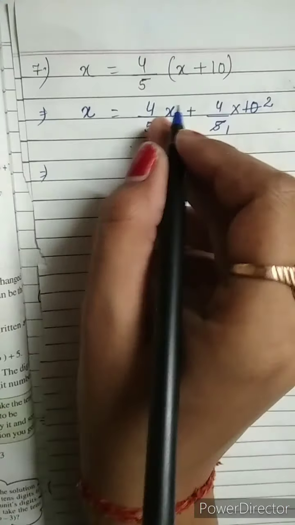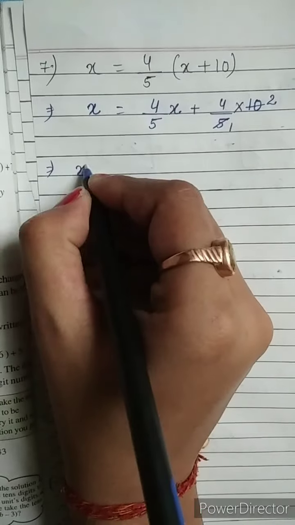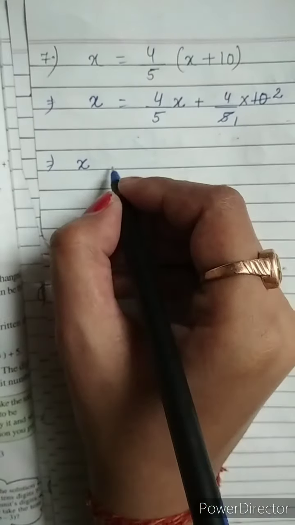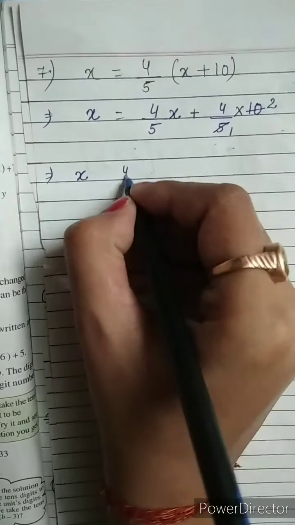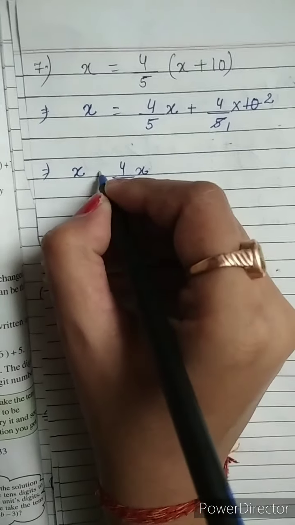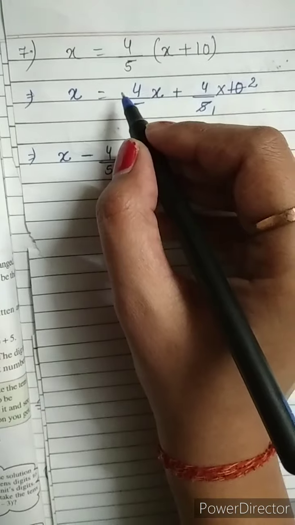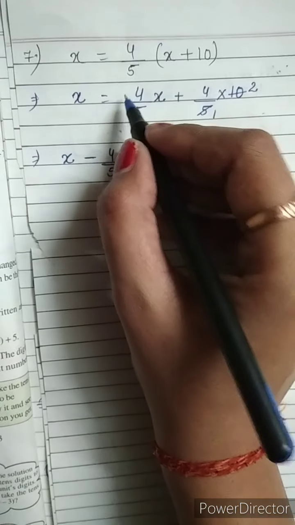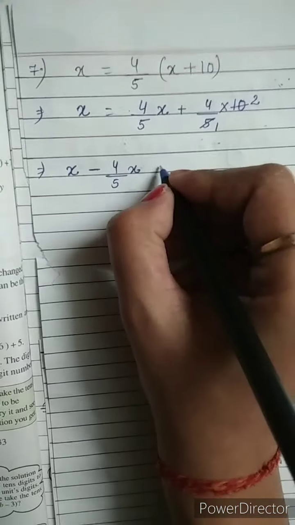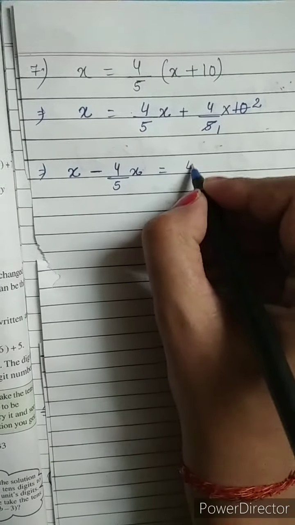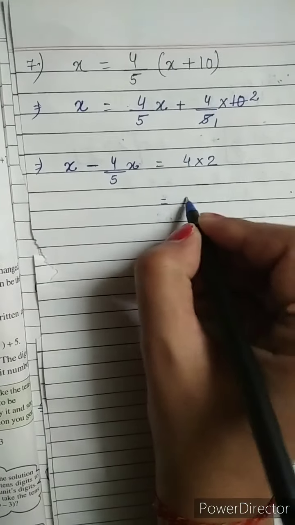Here we have to combine the x term. Here we have x from the opposite side, 4 by 5 will come, but how? It will come here with a minus, because firstly in the right hand side it was positive, so it will come as a negative symbol. Here we have 4 into 2, that is 8.